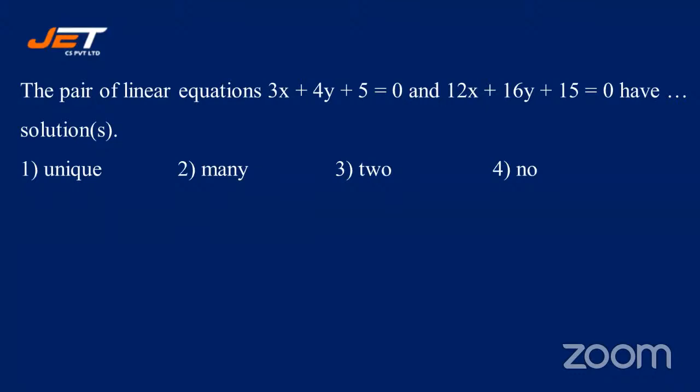The pair of linear equations 3x plus 4y plus 5 is equal to 0 and 12x plus 16y plus 15 is equal to 0 have dash solutions. So does it have unique solution? Does it have many solutions? Does it have two solutions or it has no solution? Yes, work it out. Find out what is A1 by A2. What is B1 by B2? What is C1 by C2?